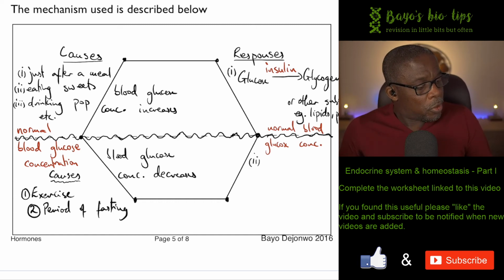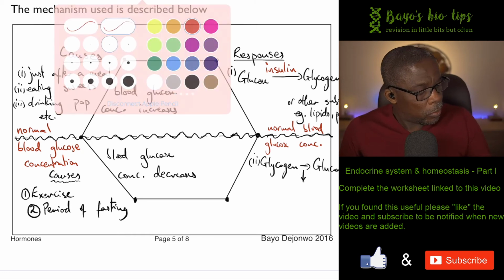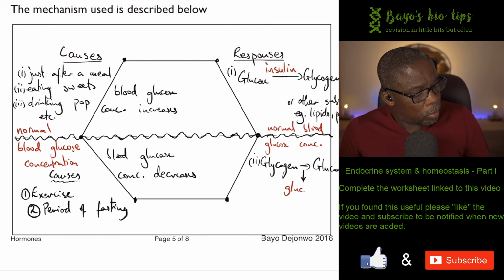Basically the opposite responses to insulin. This time you're going from glycogen to glucose, and that involves a hormone called glucagon. So glucagon causes the conversion of glycogen and other substances into glucose. It also reduces uptake of glucose in cells.